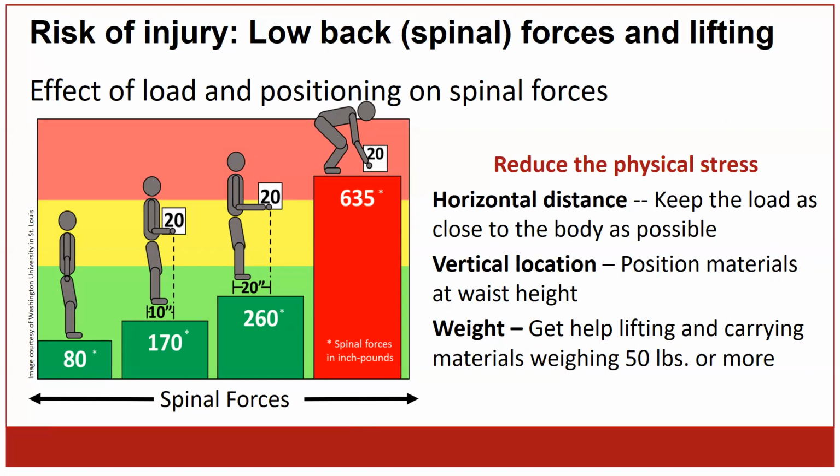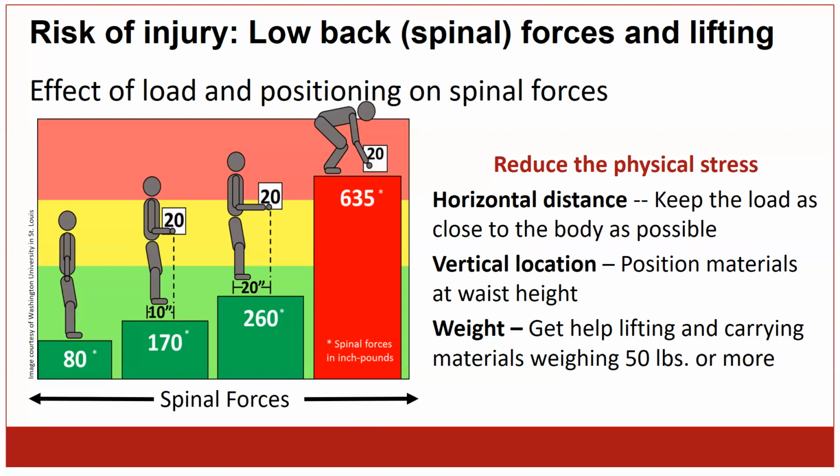If the load is moved away from the body to a distance of 20 inches, the spinal forces increase significantly to 260 inch-pounds as shown in the third figure. This shows that how close you hold an object in front of your body makes a big difference to your low back forces. The fourth figure shows the large increase in spinal forces from lifting an object from the floor. The distance to the box is larger and the body is not upright. The spinal forces have more than tripled from the ideal figure, changing from 170 inch-pounds to 635 inch-pounds.